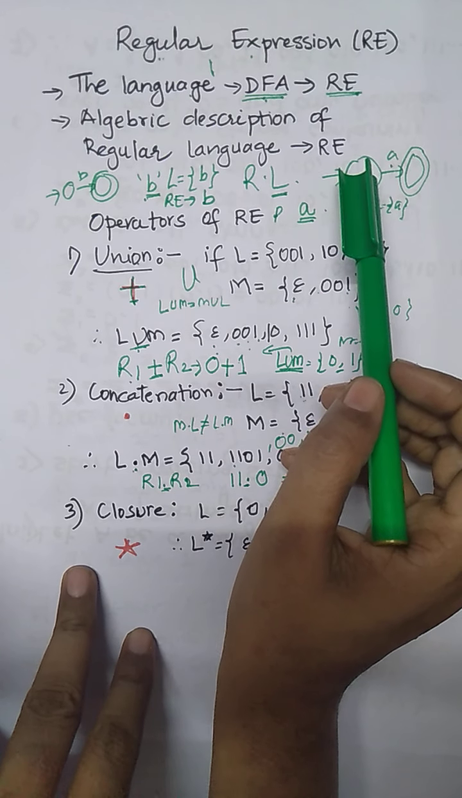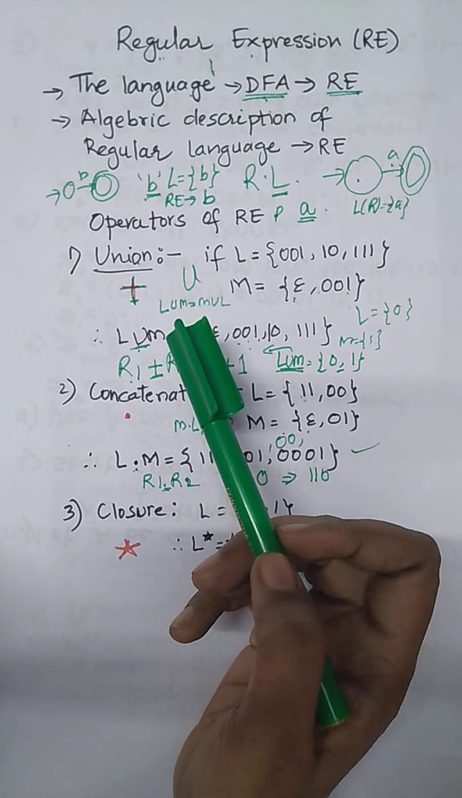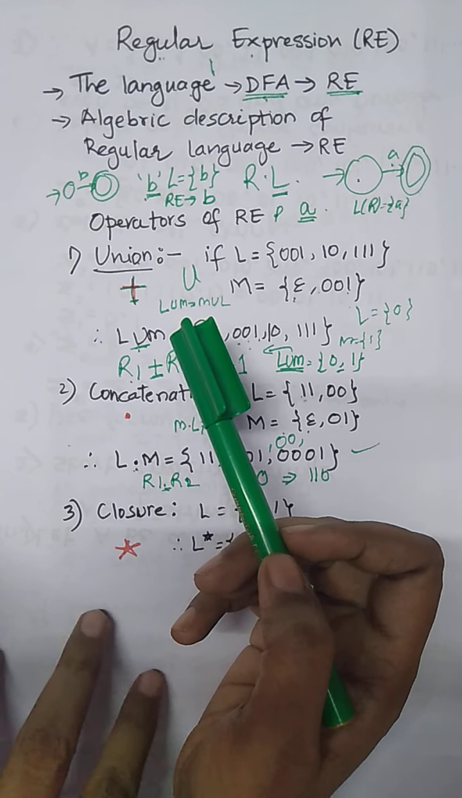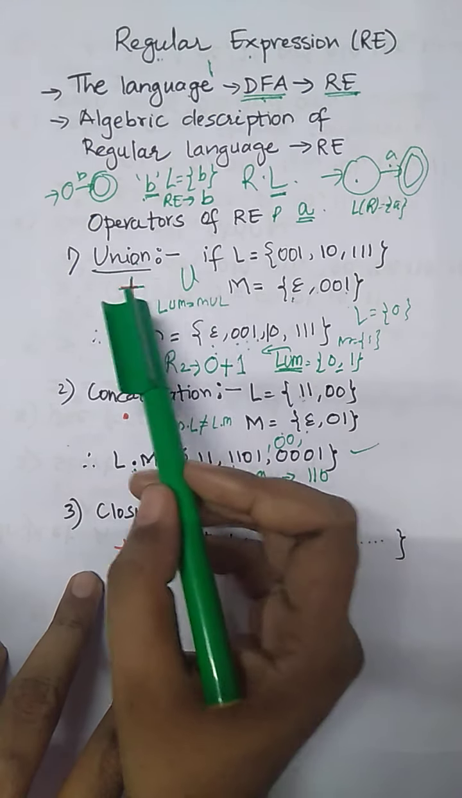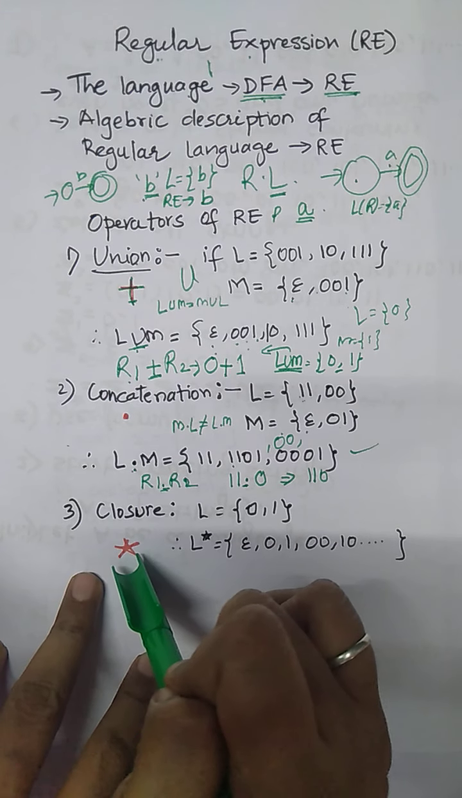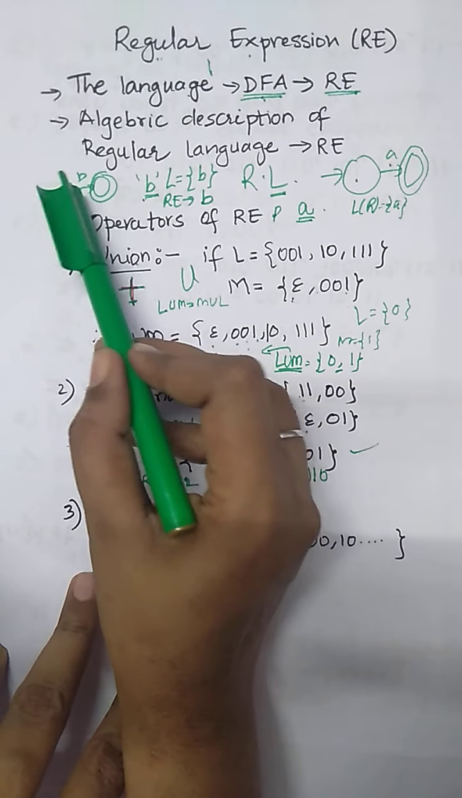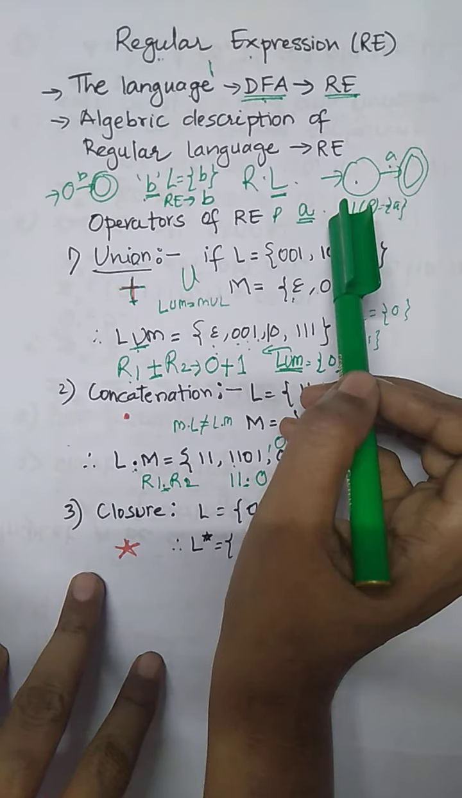As this is an expression, what are we going to have? We are going to have operators also, because an expression consists of operands and operators. Now what will be the operators? They will be plus, dot, and the concatenation symbol. Now what will be the operands? Operands will be the strings, for example B here and A here.